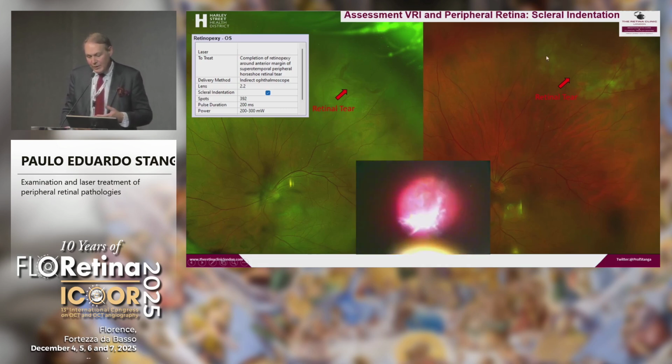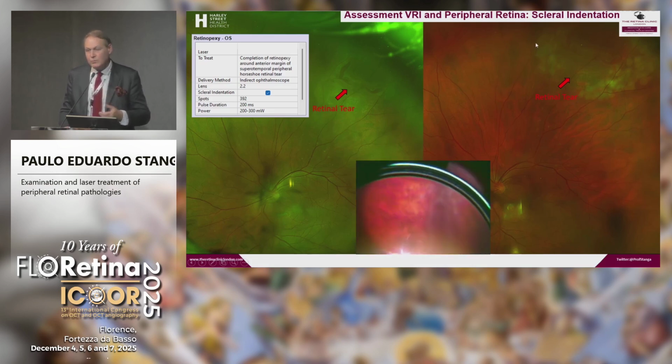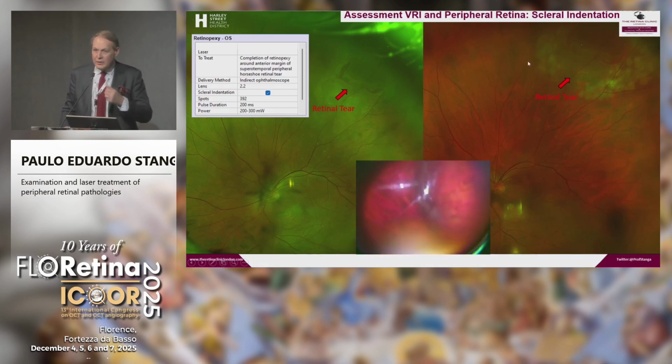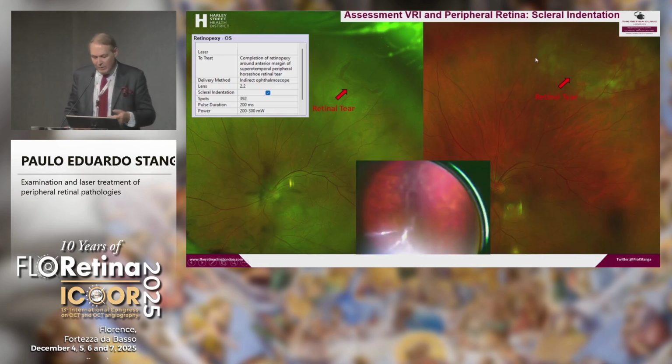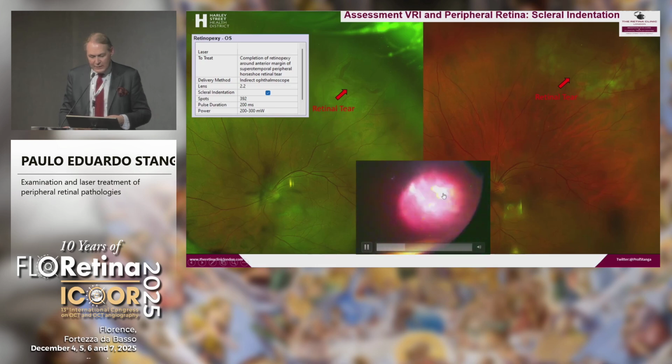So when people come with the posterior edge treated, you know that they've done a contact lens, and really, please move to indirect laser, because your life will be easier and it will be better for patients. And this is the end result. You can see there, straight after the laser, how I've completed the treatment all around the anterior edge.